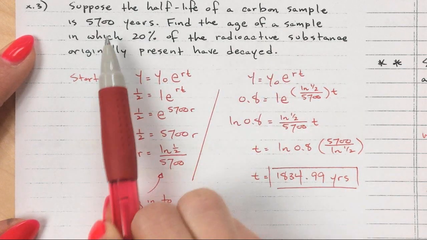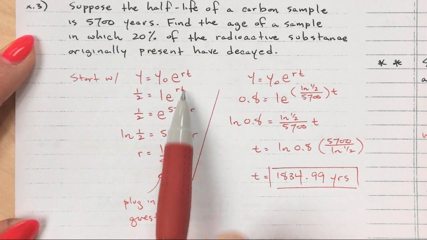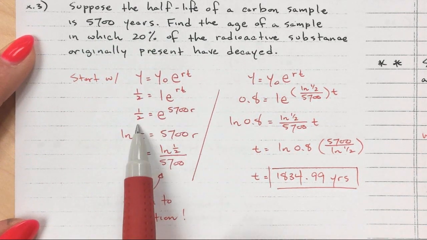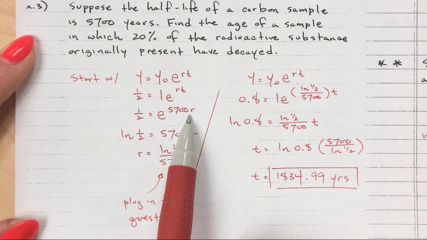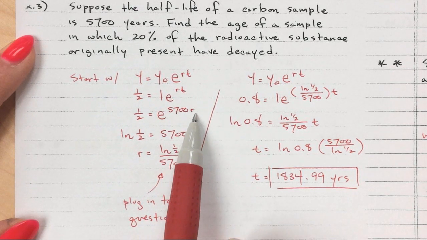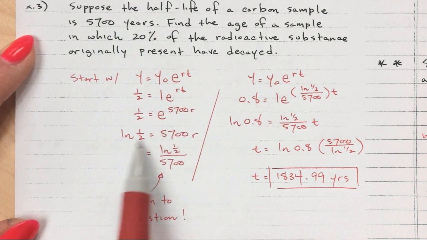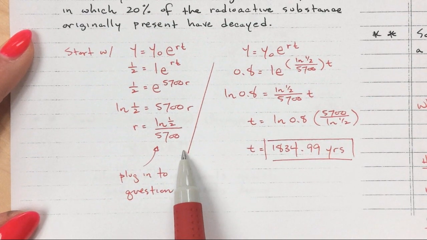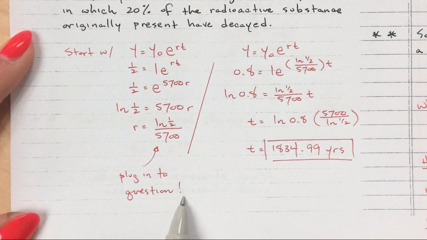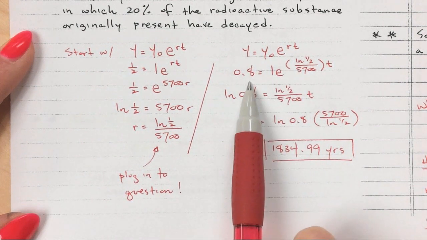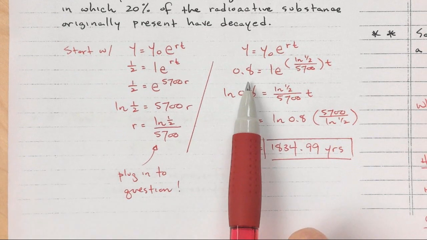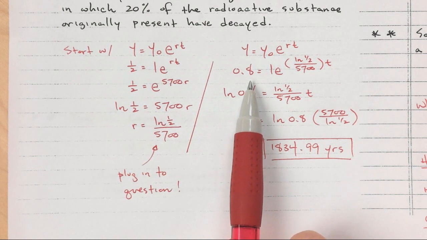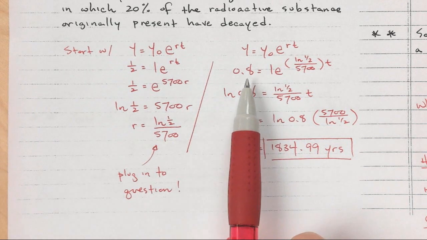You have 5,700 years, so for t, we're replacing with 5,700. So 1/2 equals e to the 5,700 r. We're going to solve for that rate. And then ln both sides, solve for the rate. This is your rate that you had to solve for on your own. Using that rate, we plug it back in to PERT. And now we use the information that they said. Find the age of the sample in which 20% has decayed. So if 20% is gone, what's left is 80%. So if you plug in 1, you should get 0.8 at the end.